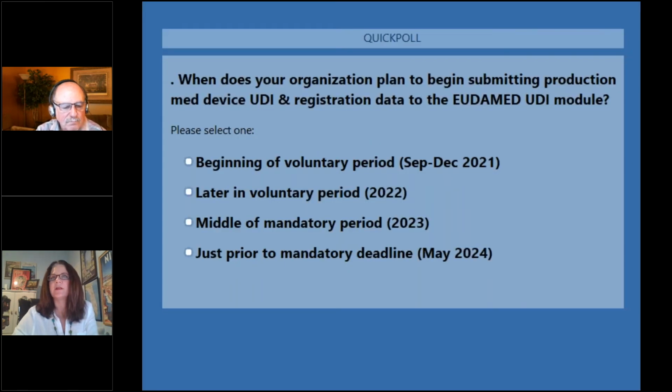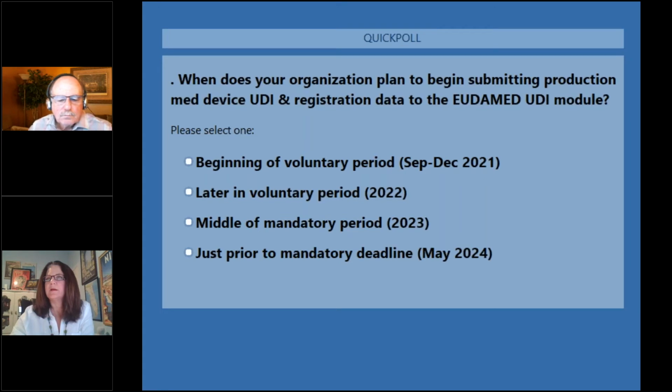When does your organization plan to begin submitting production med device UDI and registration data to the UniMed UDI module? So if you would kindly vote, is that going to be the beginning of the voluntary period, fall, later in the voluntary period in 2022, in the middle, or just prior to the mandatory deadline, which will be in 2024?